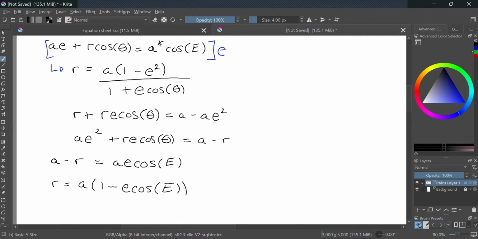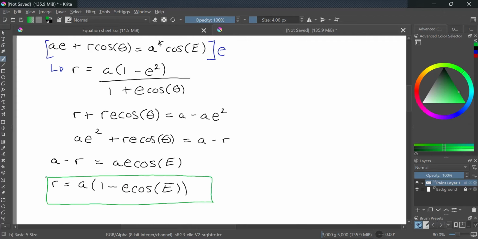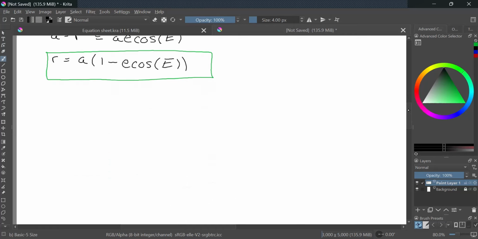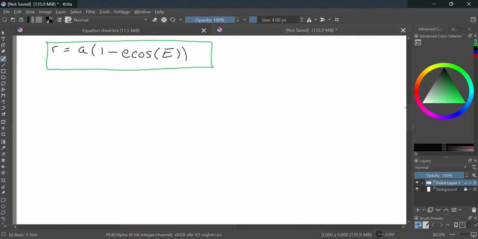Yes, that is it exactly. And that is something that we can box, because now we have radius in terms of our eccentric anomaly angle, which is very useful for us. Now, we're not nearly done yet. We are looking for a time element. We want to know how long it takes for something to occur.